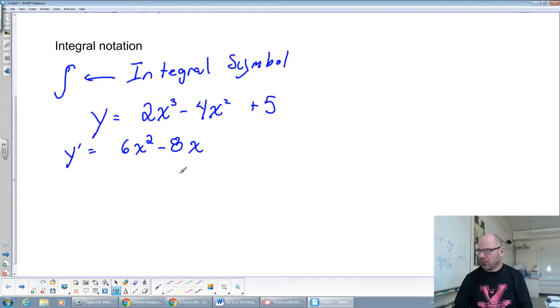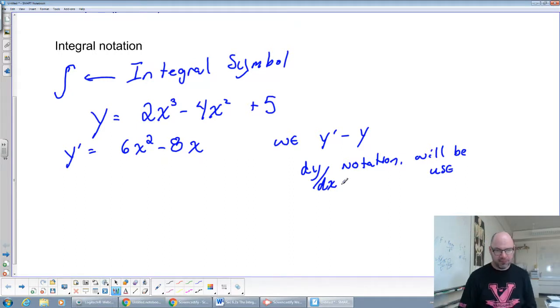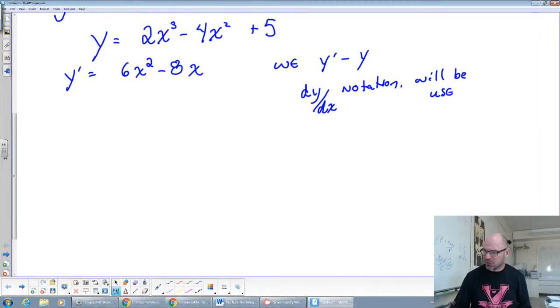So we're going to go from y prime to y. And we're going to use dy dx notation now, because it helps us. Okay, dy dx means the derivative of y with respect to x. Okay, so if we write it like this, instead of putting y prime there, let's go dy dx equals 6x squared minus 8x.